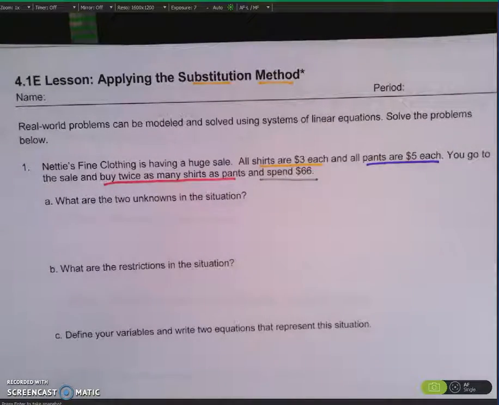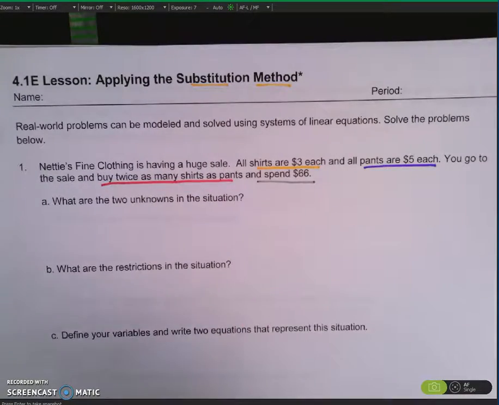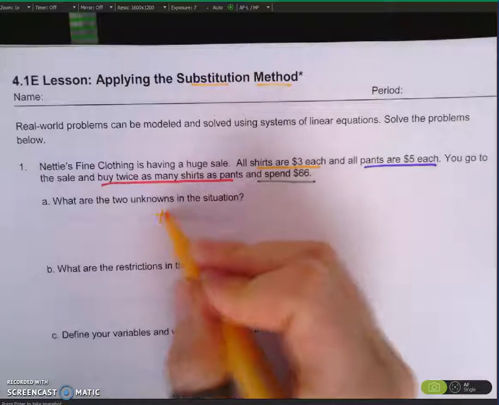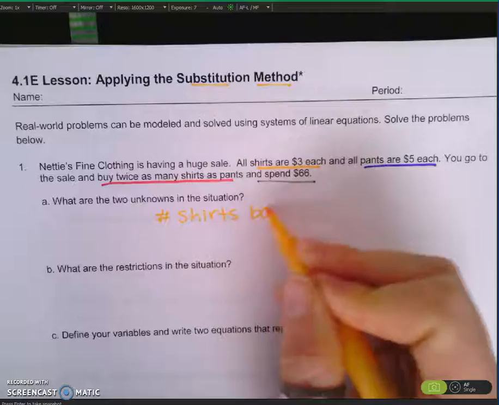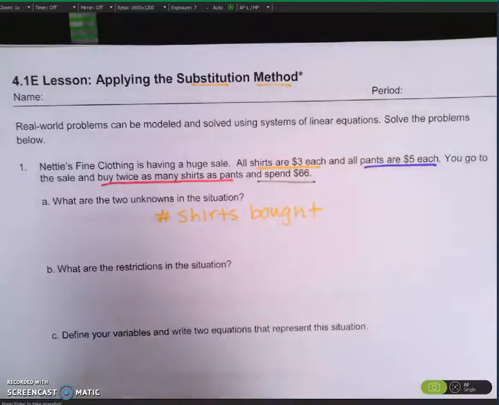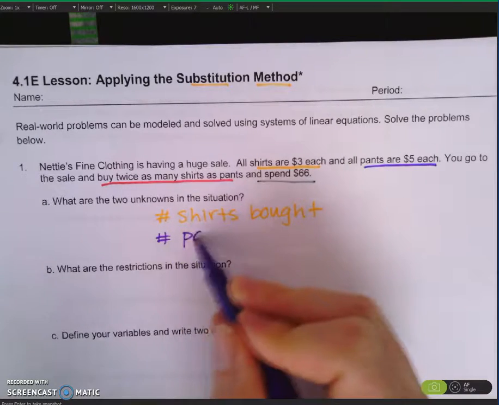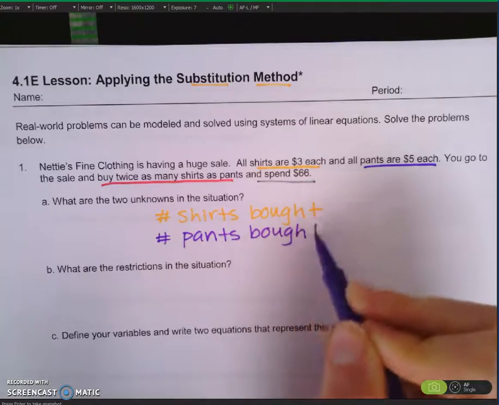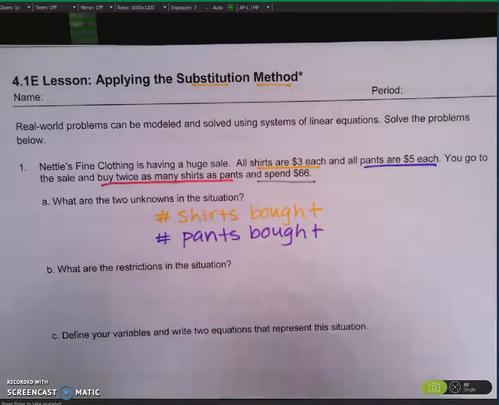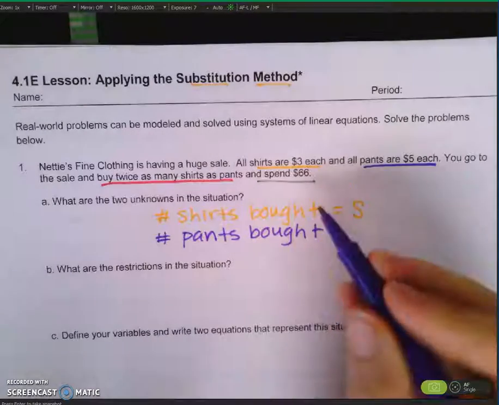So let's keep going. What are the two unknowns in this situation? What do you not know? Well, you don't know the number of shirts you buy, and you don't know the number of pants you buy. So let's call number of shirts I bought S. Let's call number of pants I bought P.